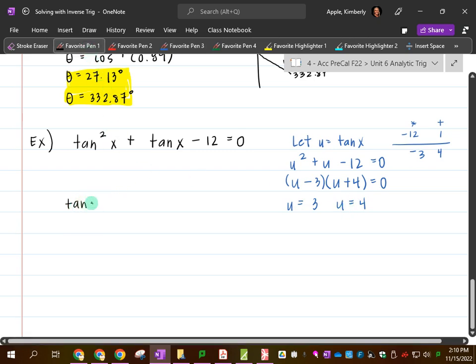And so now let's just say tangent of x is equal to 3. Tangent of x is equal to negative 4.